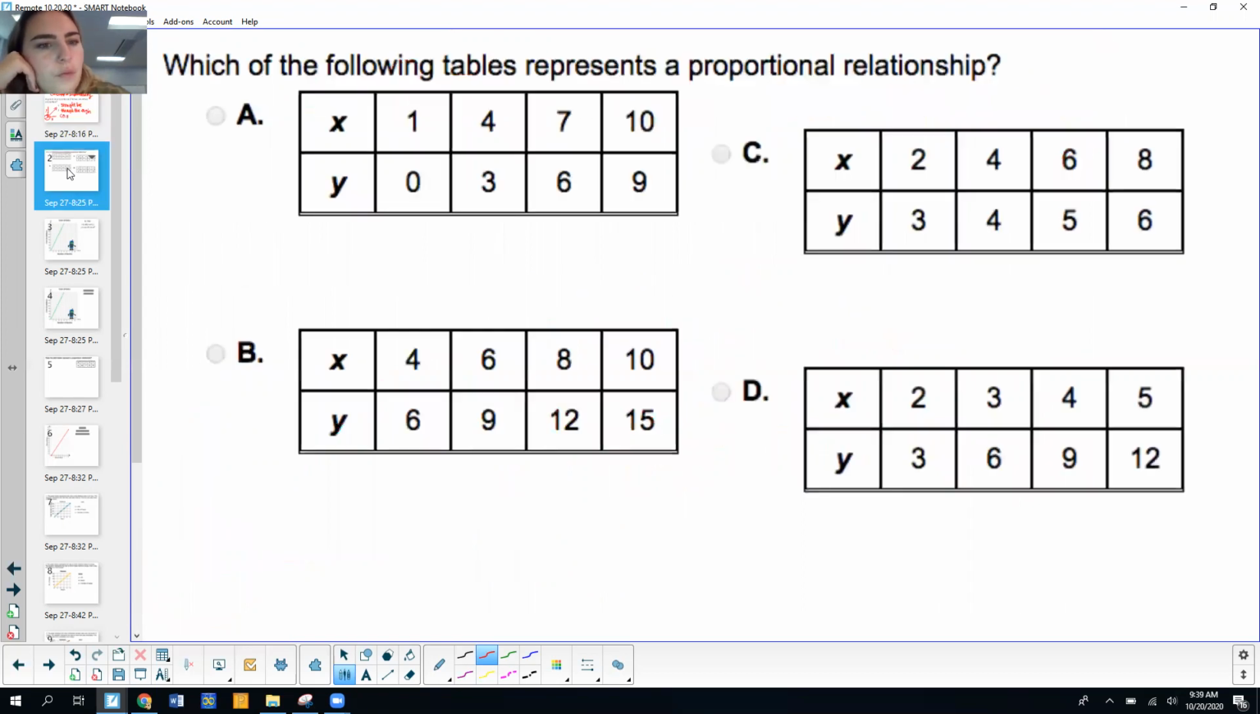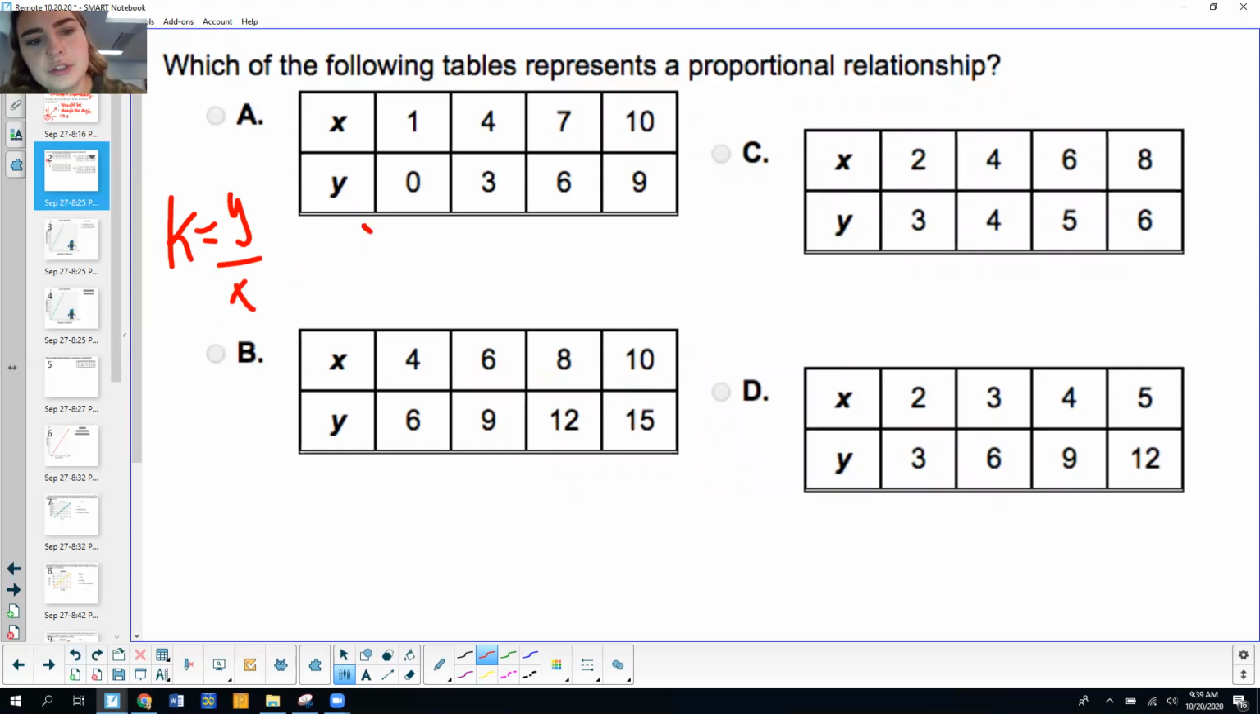All right, we're going to move on with what we're doing today. This says, which of the following tables represents a proportional relationship? We've got a table with 1, 0, 4, 3, 7, 6, 10, 9. I don't really know what the relationship is here initially, but I can try to find the constant of proportionality. Remember, to find that, we're going to do K equals Y over X.